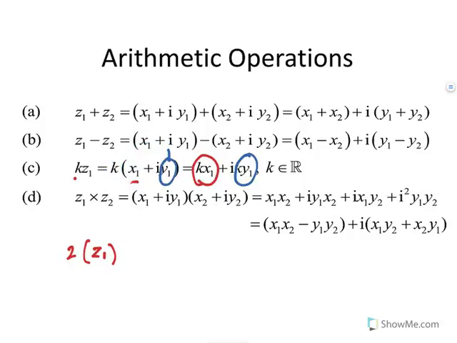How about if we are doing multiplication of complex numbers? What we need to do is expand. It's best to write each as a sum of its components, the real and imaginary parts.